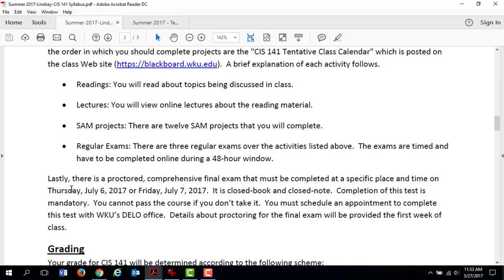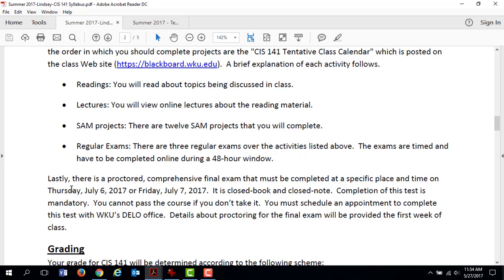That comprehensive final is going to take, I've allocated up to 2 hours for it, but it'll probably take you about an hour to complete. And so that's the one thing that you have to be at a certain place at a certain time to do. All the other stuff is pretty flexible. But that final exam is, as it lists right there, closed note, closed book. It's worth 350 points, I believe. So you cannot pass the class unless you take it. Even if you've done perfectly on everything else and then you skip the final, you're not going to pass.